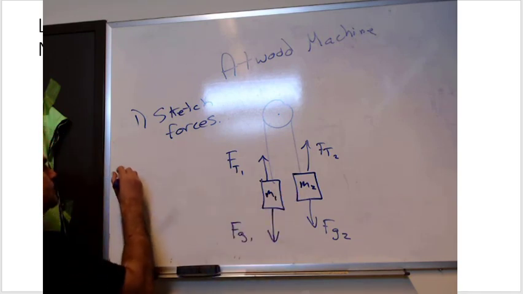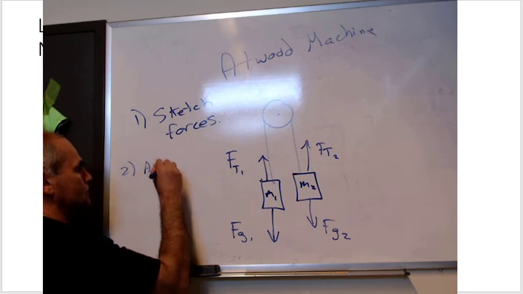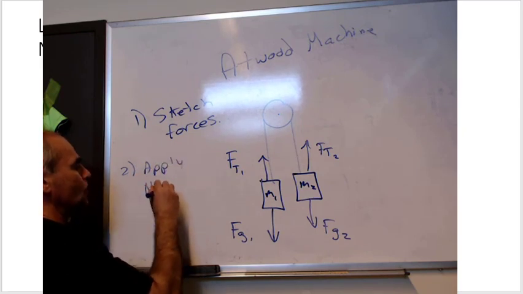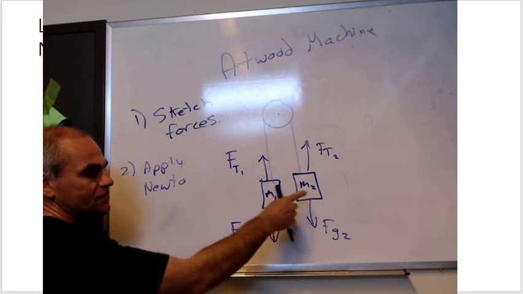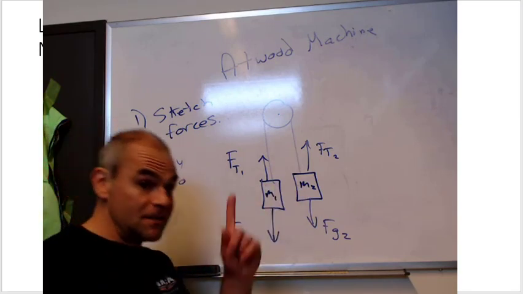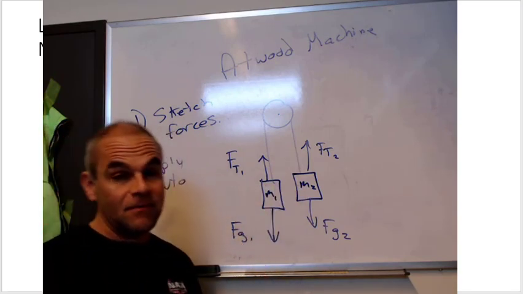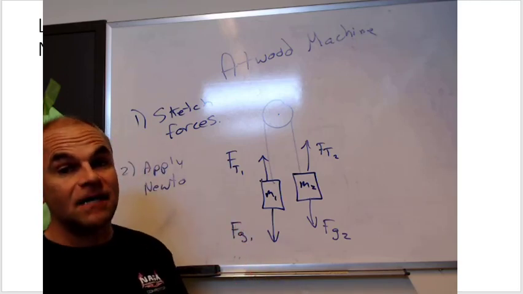So now I'm going to apply Newton's second law. Remember, my goal is to find the acceleration of these masses. One of them would probably be positive, the other one would probably be negative, because one's going to accelerate up, the other one's going to accelerate down.